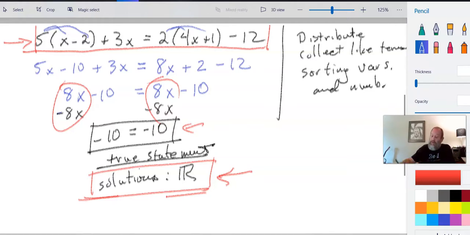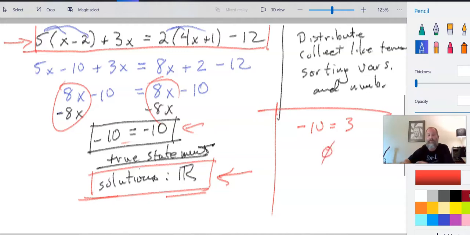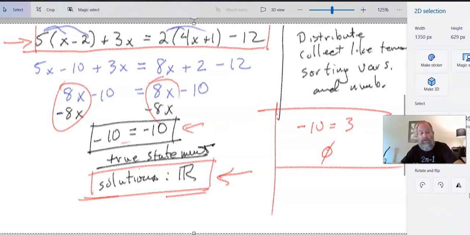And if we remember the other one, let's kind of section this off. Instead of a true statement, if I had gotten something like negative 10 equals 3, well, that's not true. And if you get something that's not true, you have no solution, right? You have zero solutions. It means that circle with the slash through it is the empty set. It means if you collect all the solutions together, the set of solutions is empty. All right. Well, good. Good, good, good. So let's go ahead and clear this off and take a look at the next example.